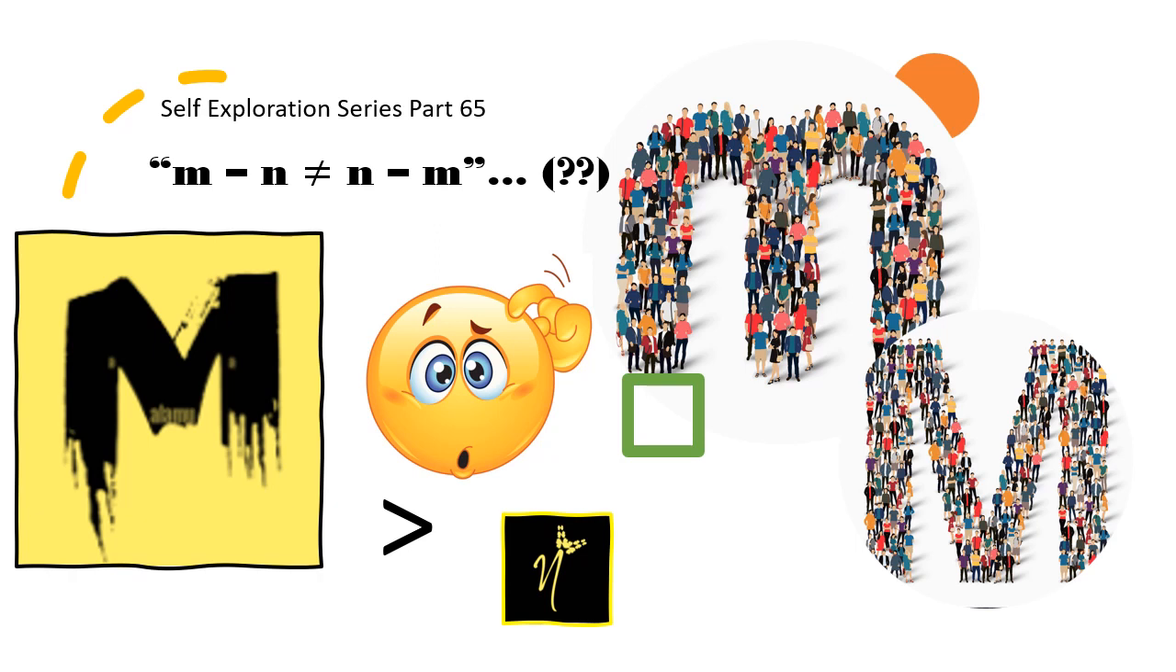Complicated? M minus N is not equal to N minus M. Should we call it or should we not call it? And the same holds good for M into N is not equal to N into M. M into N is equal to N into M, but M divided by N is not equal to N divided by M. Can we decode it all by ourselves now?